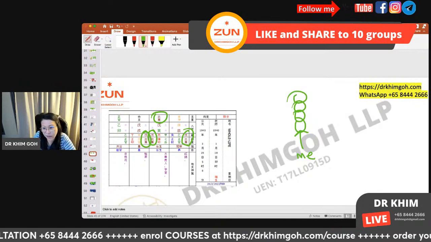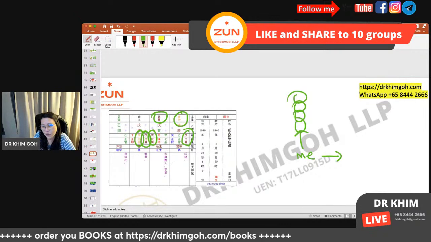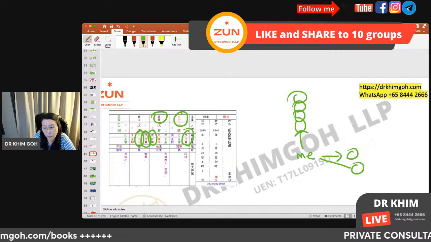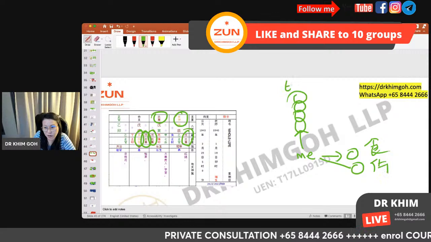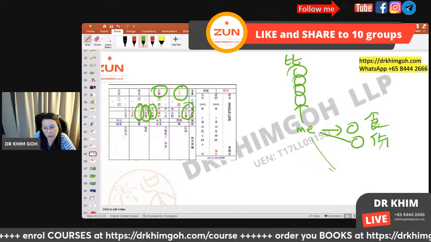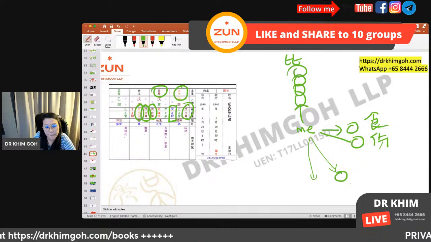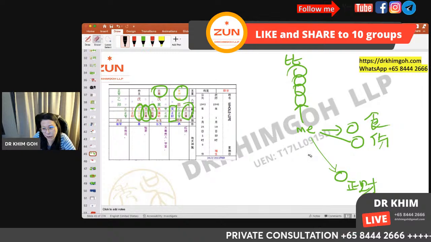Next, 食神三观. 食神 got 1. 三观 got 1. Right? So this one is 食神. This one is 三观. This one is 比见. Okay? Then next, check 正财偏财. 正财 got one. So, got one 正财. No 偏财. Okay.